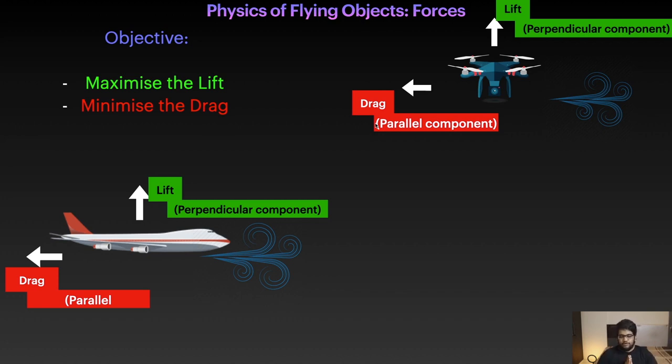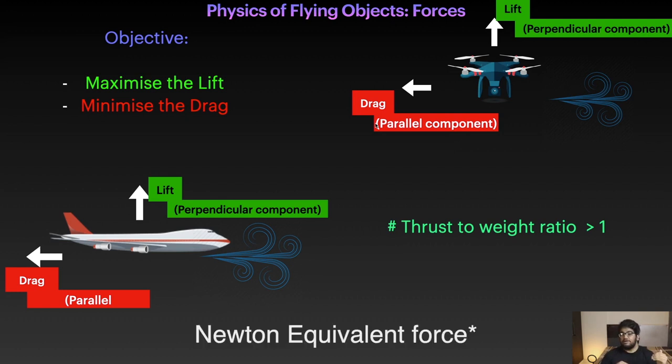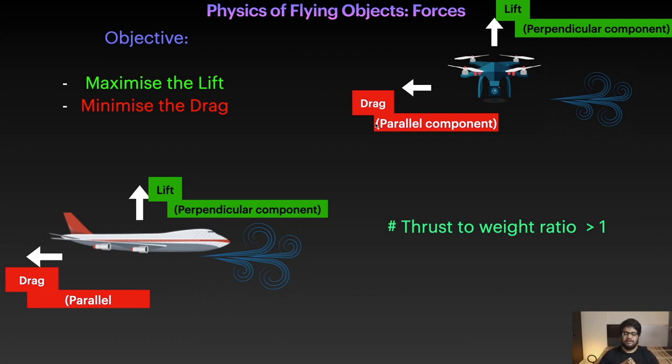So I'm going to be talking about a very powerful concept about the lift, and that is the thrust to weight ratio. Every body which needs to escape the gravity should have a thrust to weight ratio of more than one. What I mean by that is, let's say the weight of the body is 1 kg, so it should produce more than 1 kg, or more than 1 newton, of thrust to be able to escape the gravity.